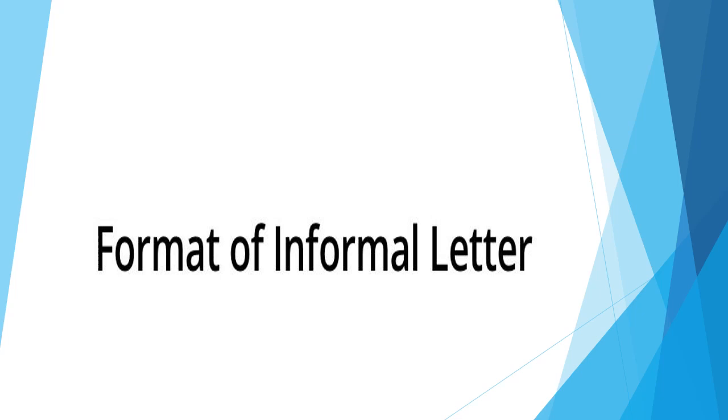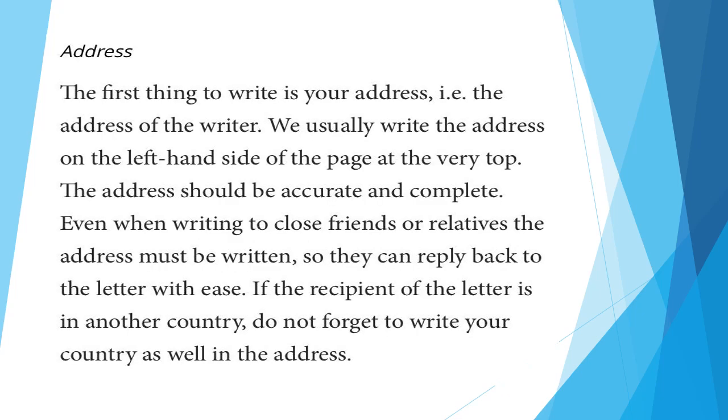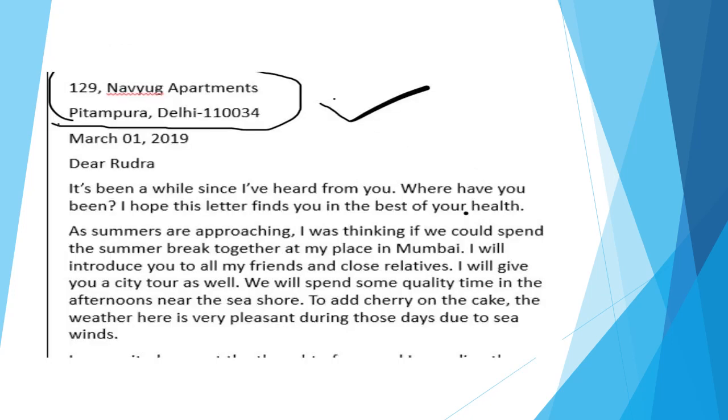Now let's see the format of informal letter. First of all, we begin with address, which is to be written. We usually write the address on the left hand side of the page at the very top. The address should be accurate and complete. Even when writing to close friends or relatives, the address must be written so they can reply back to the letter with ease. If the recipient of the letter is in another country, do not forget to write your country as well in the address. This is the way how we write address.